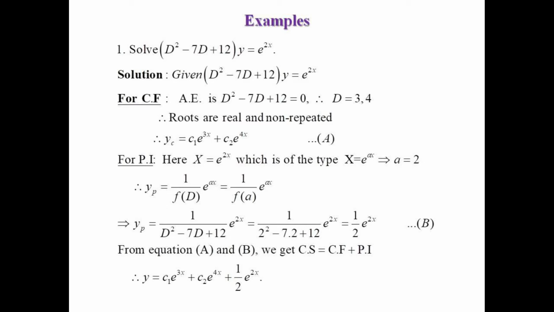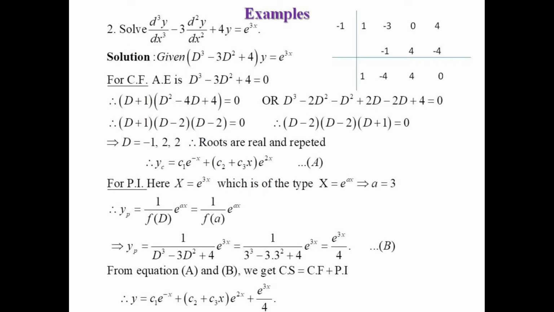From equations a and b, we get the complete solution of the given equation, which is the sum of the complementary function and the particular integral. The complete solution is denoted by y, which is equal to c1 e raised to 3x plus c2 e raised to 4x plus the particular integral 1 upon 2 e raised to 2x. So this is the first example, which is very simple, to understand type 1 of finding the particular integral of a linear differential equation. Now let's discuss example number 2.